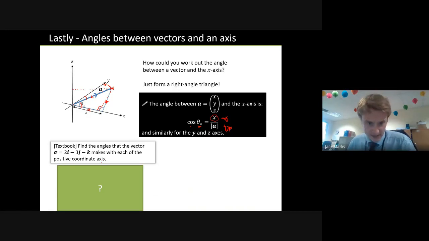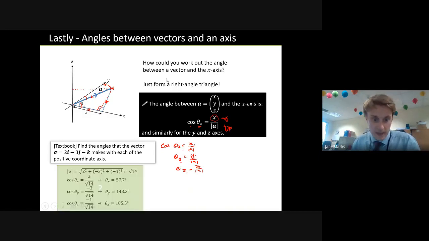Each of the axes. So if you wanted the angle with the x-axis, that will be the same. If you want the angle with the y-axis, it will be like that. And with the z-axis, it will be like that. It depends which axis you're talking about, so you just use that letter. Okay, so it's the same. And those are some answers there.